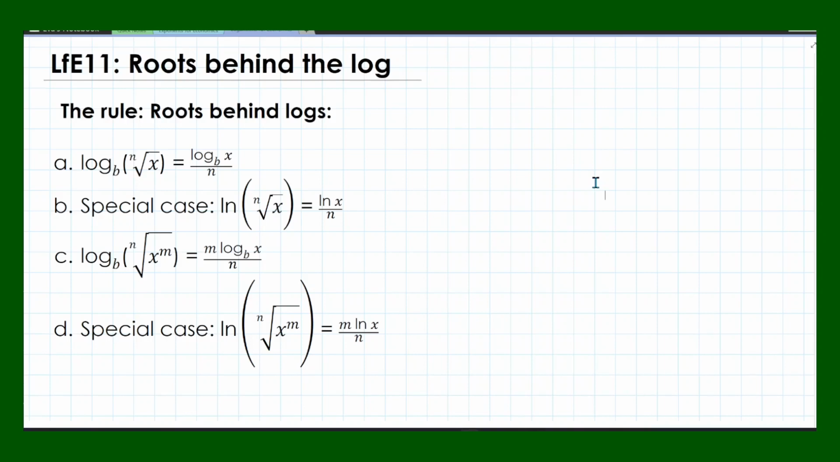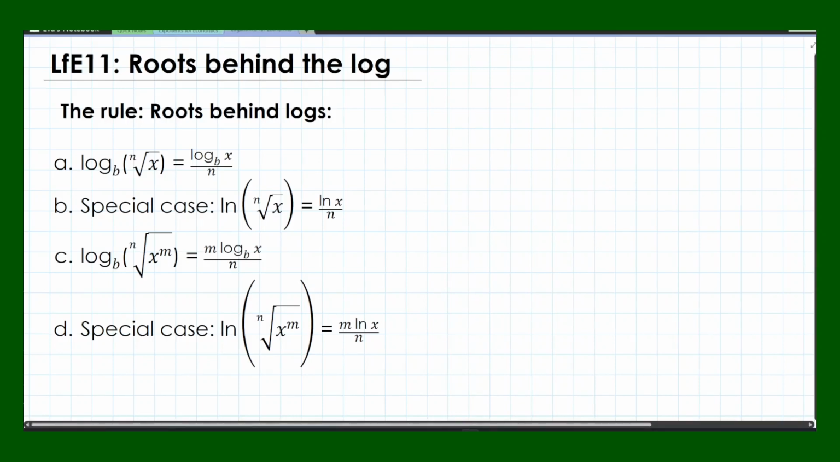So if I have got a root behind the log sign, then the log can be replaced by the log with the argument without the root over the root itself. The special case when I would replace the base with e would be ln nth root of x, which should be equal to ln x over n.